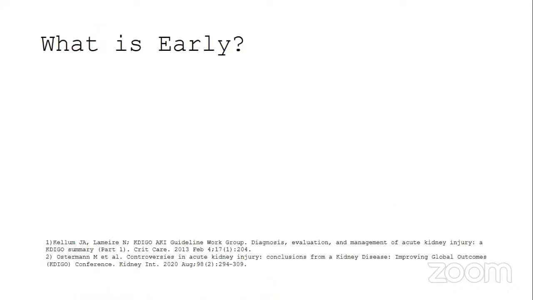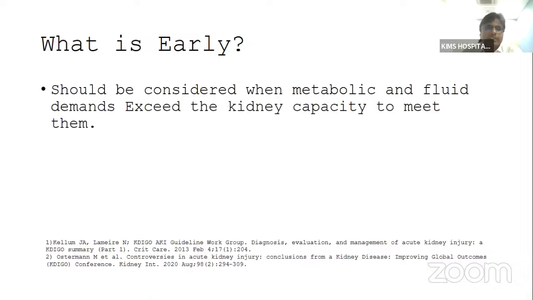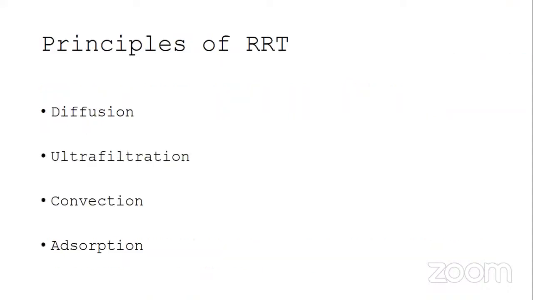So what is early? The KDIGO has defined that early is whenever the metabolic and fluid demand exceeds the kidney capacity and is not met by the kidney. Okay, so in those conditions you have to consider using CRRT at the early stage.